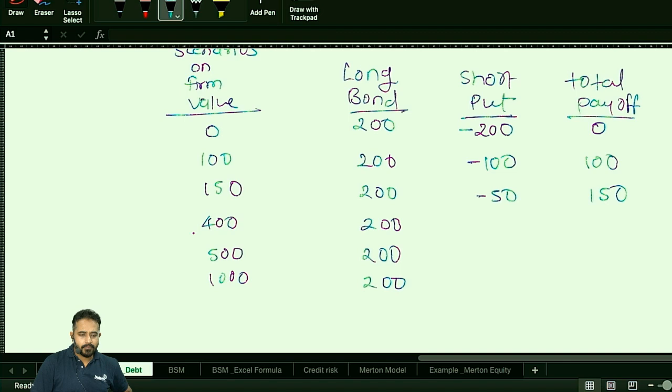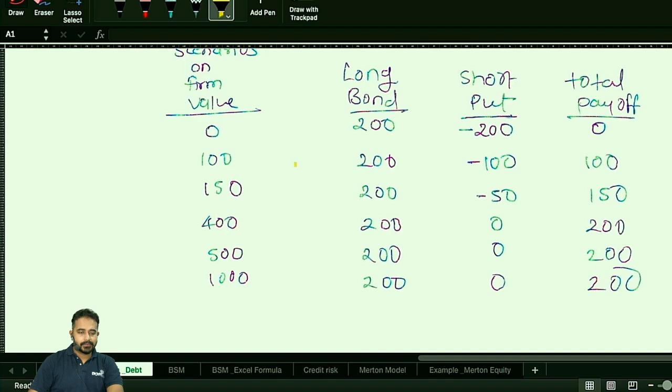The put option is out of the money. I don't have any obligation at all, because who would force me to buy at 200 when the price in the market is 400? So out of the money, out of the money, out of the money. So here I keep the whole bond payoff 200. 200, 200, right?